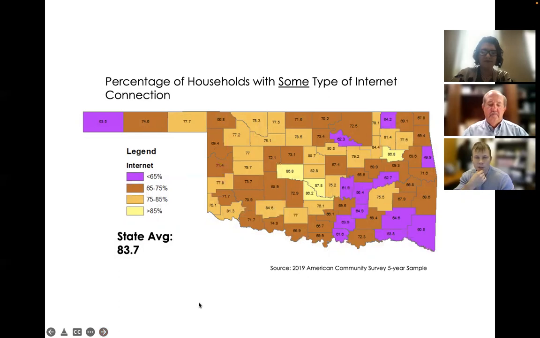Next slide. So that was the availability question. Here's the adoption question: how many households actually pay for some type of internet connection? And this correlates highly, as Laura said, with the poverty and unemployment rates. If you're an impoverished, unemployed household, there's a likelihood you just can't afford to pay for a monthly broadband connection. You can see in the Southeast, we have less than 65% of the households that pay for a monthly connection to the internet.